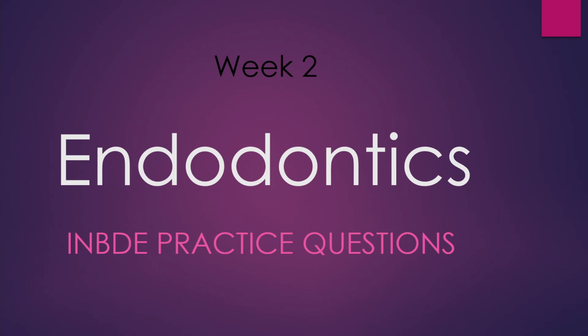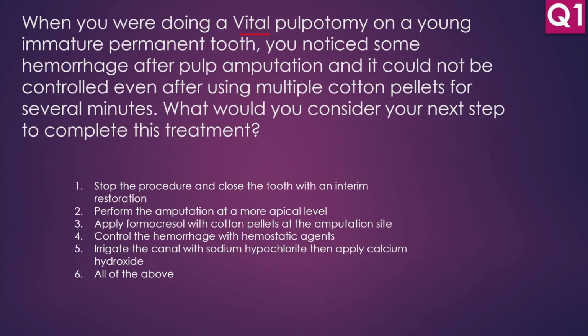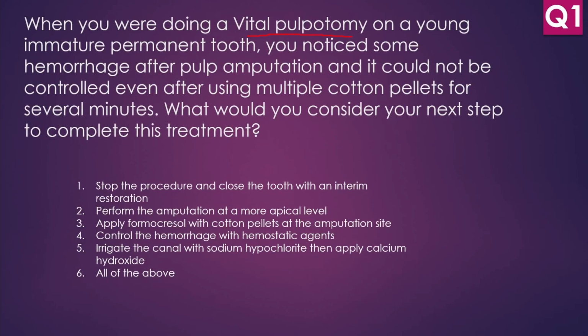So let's get started. The first question for today is, when you are doing a vital pulpotomy, that means the tooth is vital, pulpotomy, that means only half of the pulp tissue is removed on a young immature permanent tooth. So we have to remember that it is still immature and it is a permanent tooth. You notice some hemorrhage after pulp amputation. So after the pulpotomy, you're still seeing some bleeding, and it could not be controlled even after using multiple cotton pellets for several minutes. What would you consider your next step to complete this treatment?